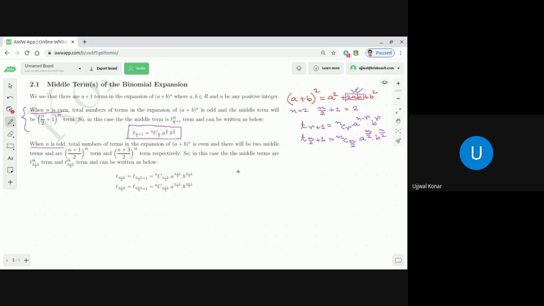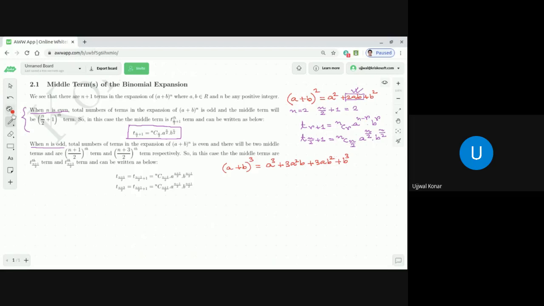So how does it happen? Let's take an example, because things always go well with an example. Let's take (a plus b) power something odd, suppose 3. The formula is a cube plus 3a square b plus 3a b square plus b cube, and the total number of terms is 3 plus 1, that is 4.